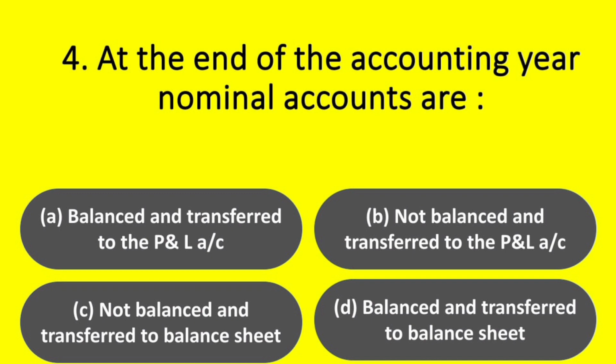Question. At the end of the accounting year, nominal accounts are: option A, balanced and transferred to the profit and loss account; option B, not balanced and transferred to the profit and loss account; option C, not balanced and transferred to balance sheet account; option D, balanced and transferred to balance sheet account. Answer: option B, not balanced and transferred to the profit and loss account.